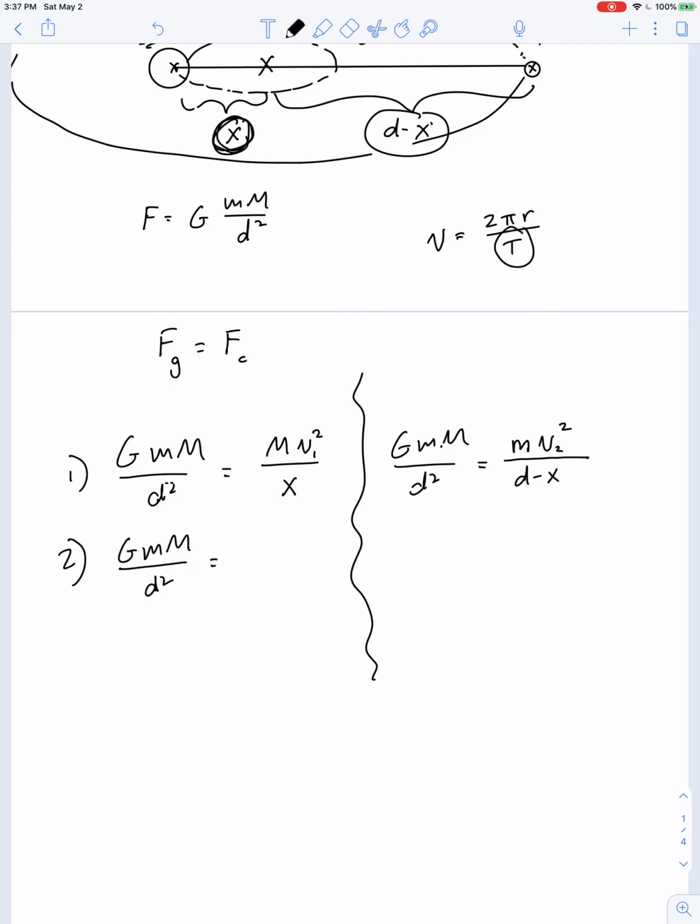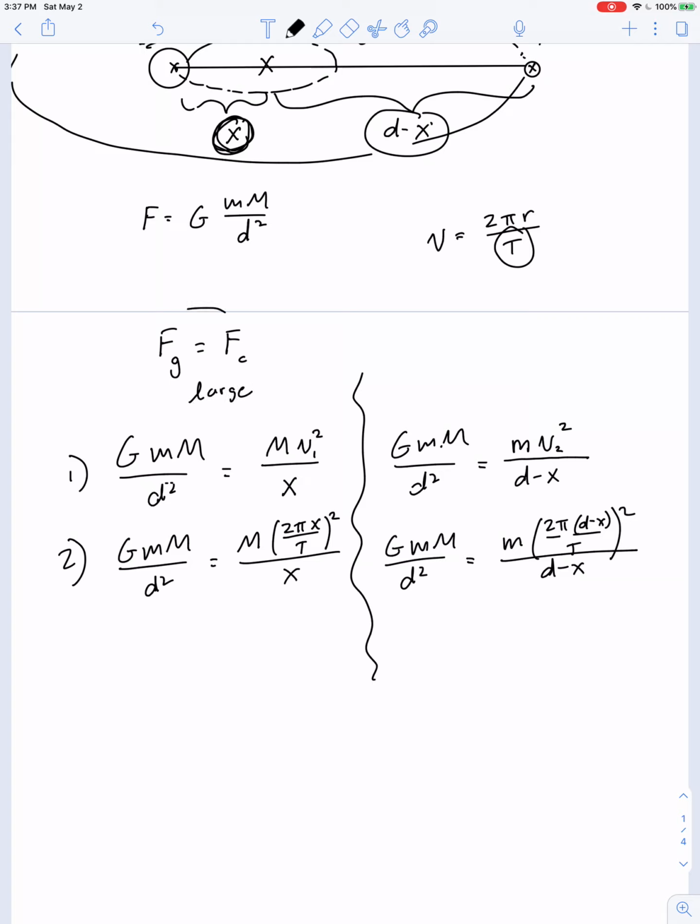G m M over d squared equals capital M times (2 pi x over T) quantity squared, all divided by x. G m M over d squared equals little m times (2 pi (d minus x) divided by T) quantity squared, divided by (d minus x). So you can see I'm just equating gravitational force and centripetal force for the larger star, and I'm also doing the same calculation for the smaller of the two stars.